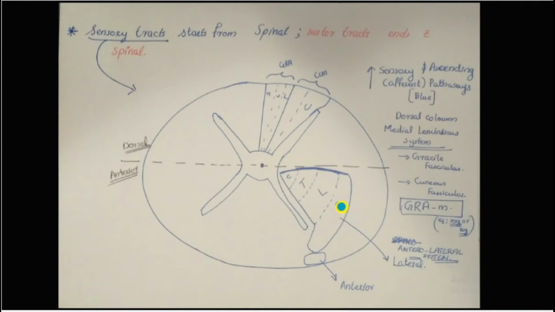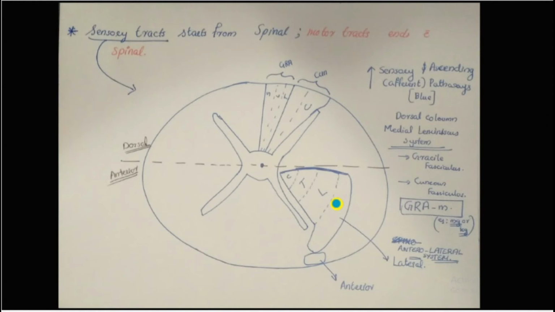So in the thalamic tracts, as I already said, sensory tracts start from the word spinal. So these tracts are called spinothalamic tracts. So we have a system of tracts in the lateral position and in the anterior position.